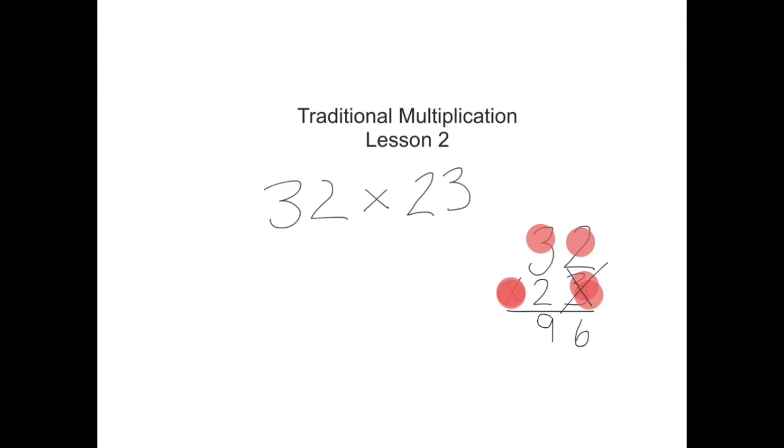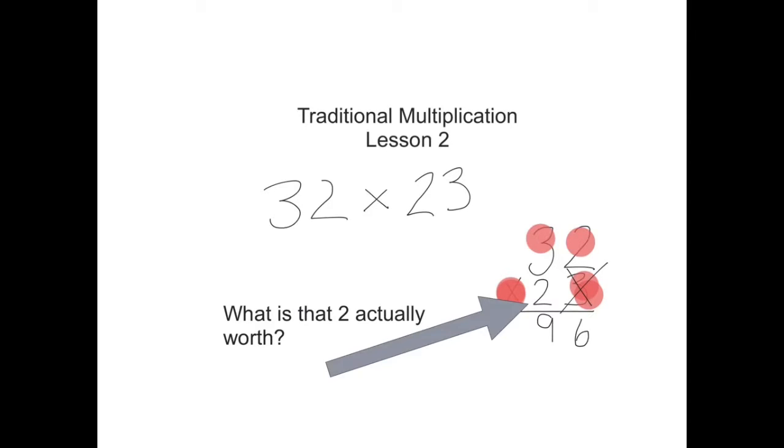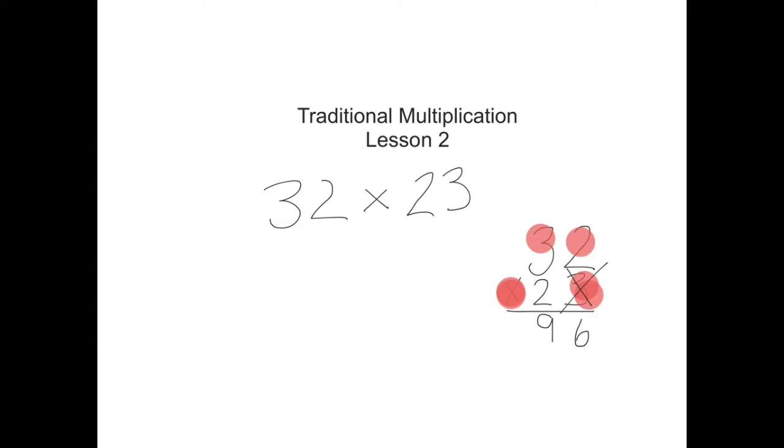Because this 2 is in the tens place, how much is that 2 actually worth? Think to yourself, what is that 2 actually worth? If you said 20, you are absolutely correct. That 2 is worth 20 because it's in the tens place.